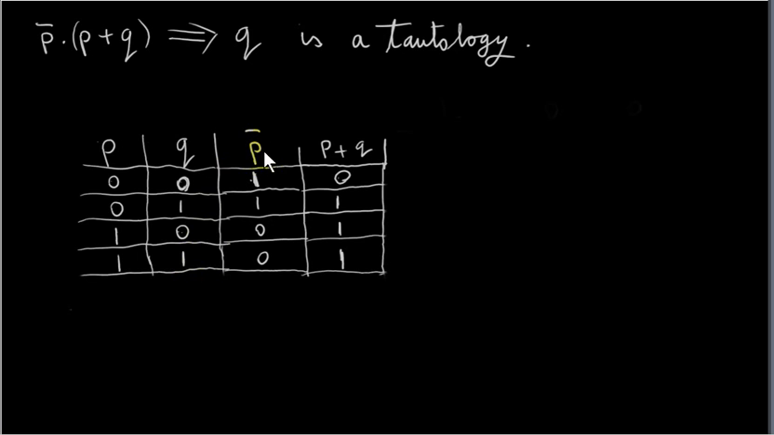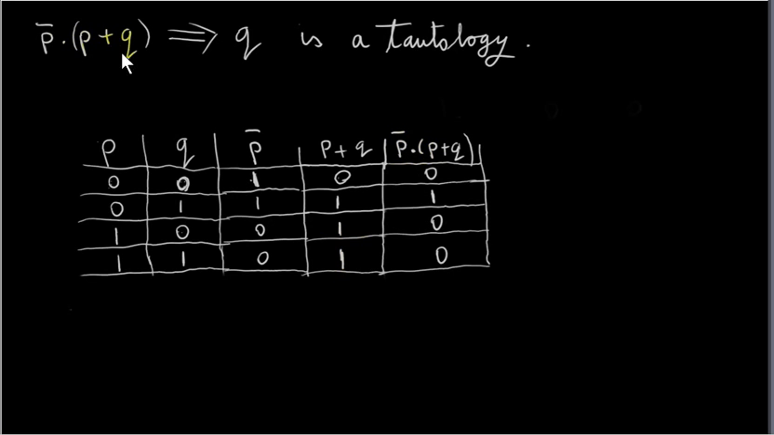P bar, or not p, is got by negating the values of the p column, so we get 1, 1, 0, 0. We also need p plus q, which means p or q. Remember, p or q is false, that is 0, when both p and q are false. When they're both zeros, then p plus q is 0. Otherwise, we have ones.